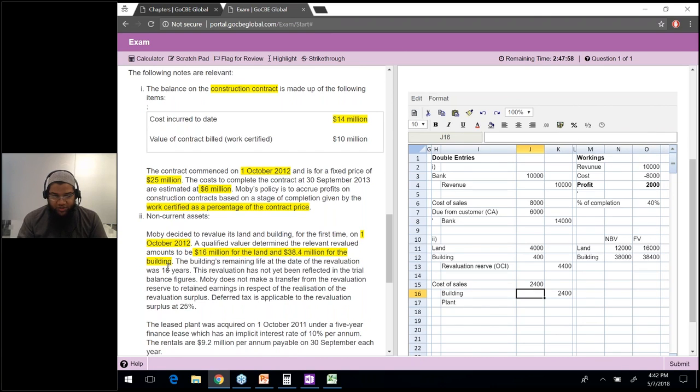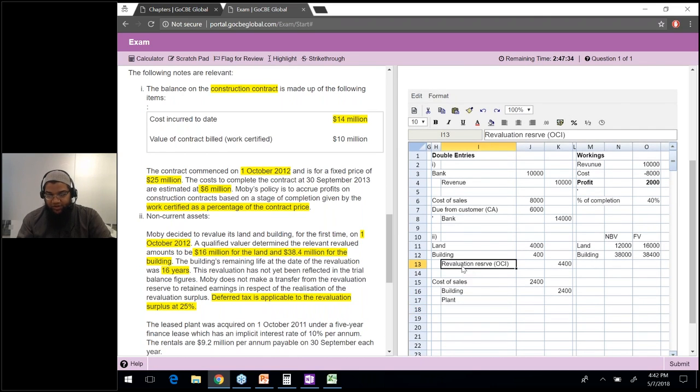Okay, now we have used the depreciation of 16 years. The question further says that this revaluation has not been reflected in the trial balance figures above. So we have already reflected. Mobi does not make a transfer of the revaluation reserve to retained earnings in respect of the realization. That's good enough. Deferred tax applicable is 25%. So what we are going to do, we will be debiting the revaluation reserve and we will be crediting the deferred tax liability. By what amount? 4,400 into 25%. So this is how we have charged the revaluation of the asset.